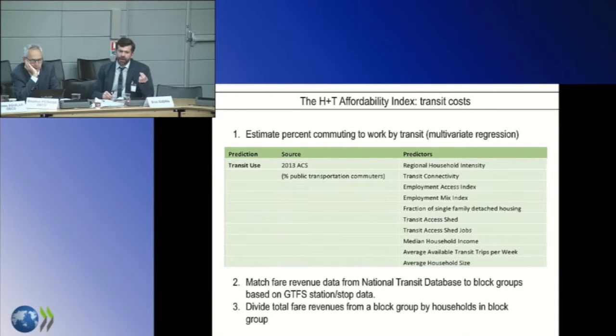So from the National Transit Database, you can get the total amount of fares that are spent on transit, and then the index takes that and spreads it out to neighborhoods based on where people use transit, or an approximation of that. And then it divides total fare revenue from a block group by the households in a block to get an estimate of how much a typical regional household would spend on transit in a different neighborhood. So we can come back to this if any of this is unclear.